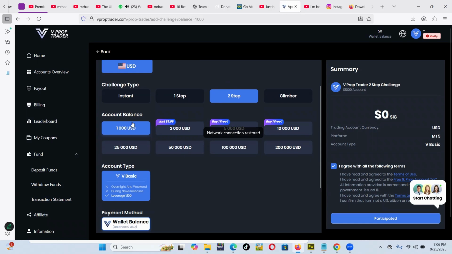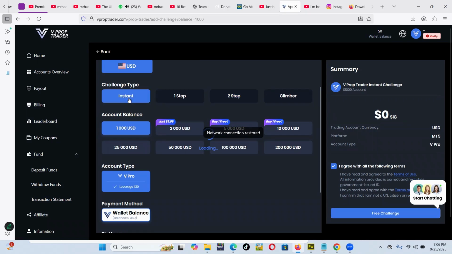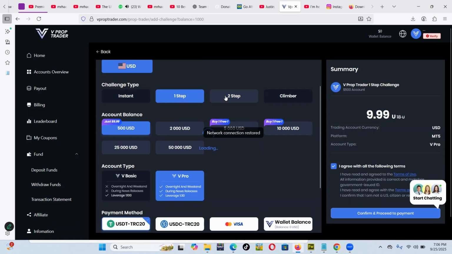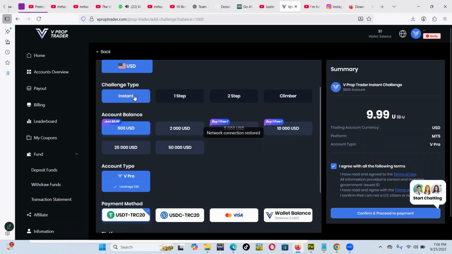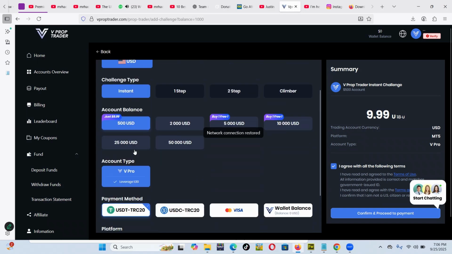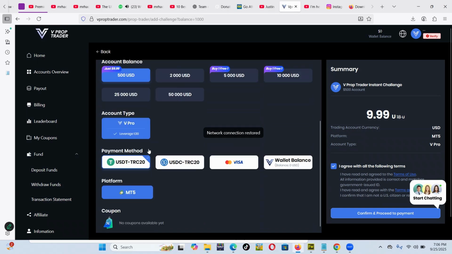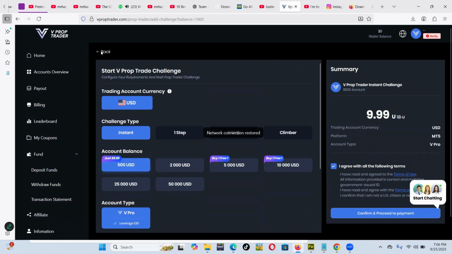The other options are like instant, 1-step, 2-step, climber. Instant likely means you have to pay a higher fee to skip the challenge altogether. The 1-step, you only have 1 phase to pass. Something like that. And when you go down here, there's something I really wanted to brief you on. Let me first go back.